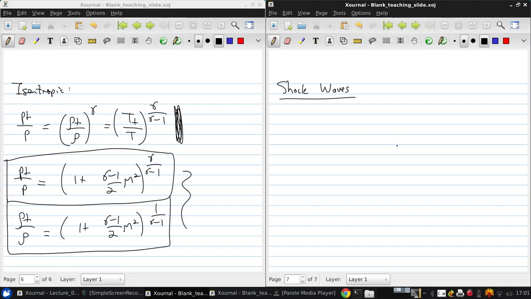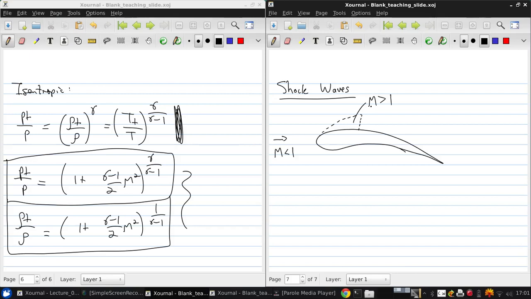So let's say we have an airfoil with some subsonic flow coming at it, but that's a high subsonic Mach number. When you get a region on the suction surface of the airfoil where the flow is accelerated such that the Mach number becomes supersonic locally, then it's possible that shocks will occur.